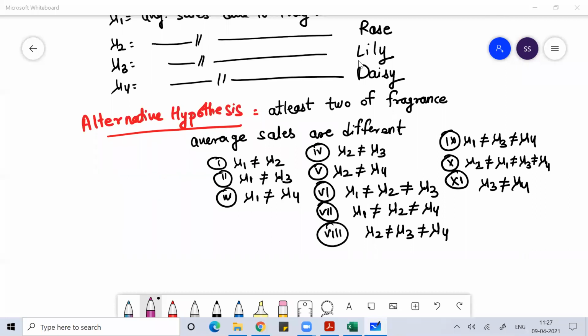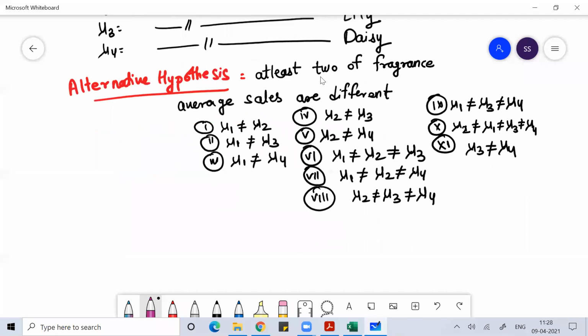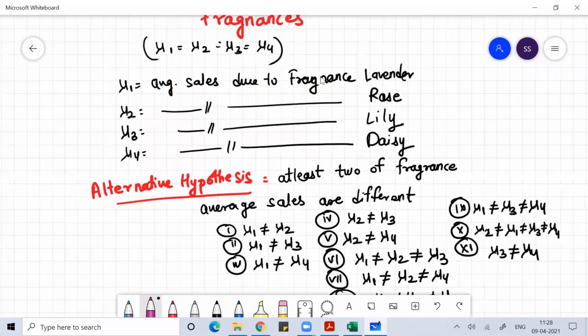Abhishek is telling that two may be equal, then two may not be equal. So here I am saying mu2 is not equal to mu3. Here mu1 is not equal to mu2. Then what else can happen? Mu1 is equal to mu3 is equal to mu4. Anything else can happen. That is alternative. I hope you are understanding. Alternative means anything can happen.